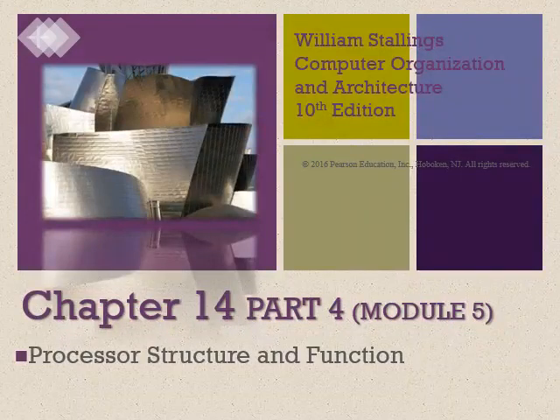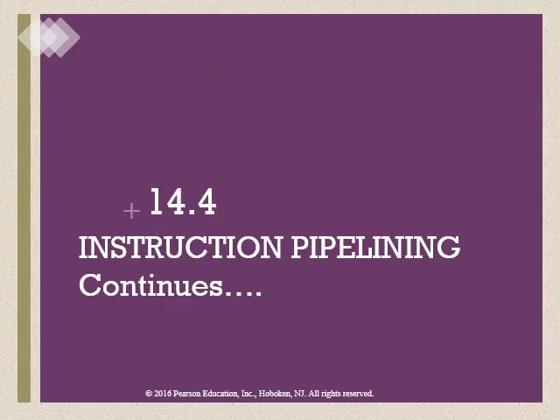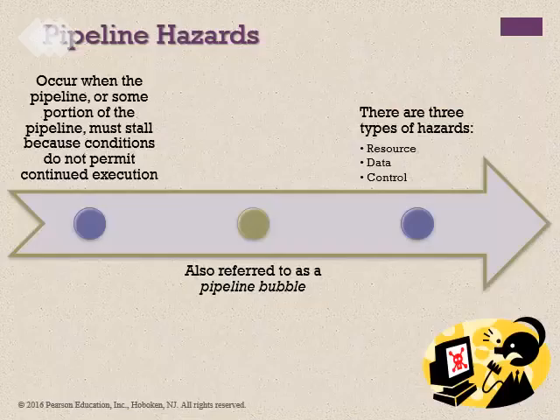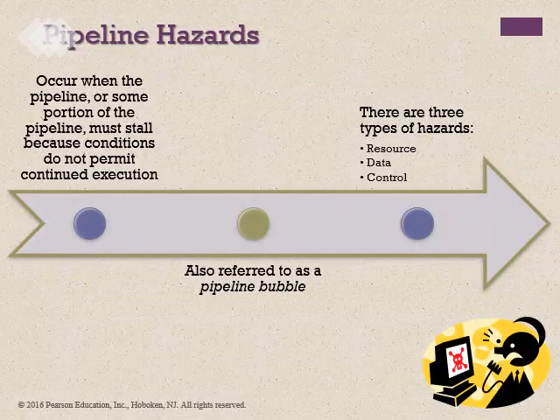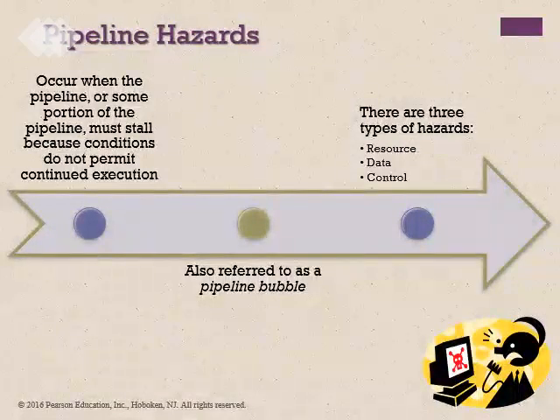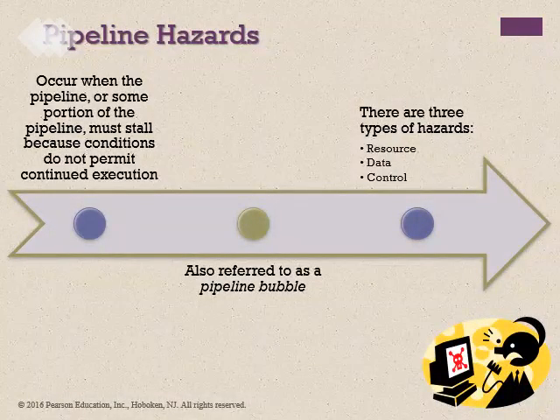Hi, we meet again. So we are going to continue from part 3 into part 4, still in processor structure and function. We are still in 14.4, continuing with instruction pipelining. In part 3, we mentioned some of the situations that can result in less than optimal pipeline performance, like branching and also interrupt. In this part 4, we will examine this issue in a more systematic way.